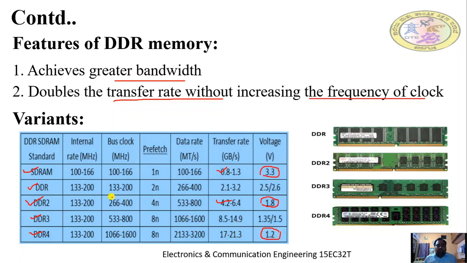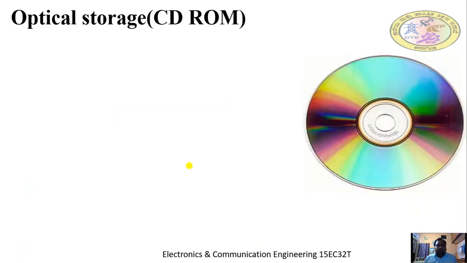So as we move from one generation to another, the transfer rate is increased. You can see the transfer rate is getting increased, and at the same time, the voltage consumption is getting decreased. So now in the market, the DDR3 and DDR4 versions are the latest versions available, and SDRAM, DDR1 and DDR2 are now outdated. So this is about the DDR memory.